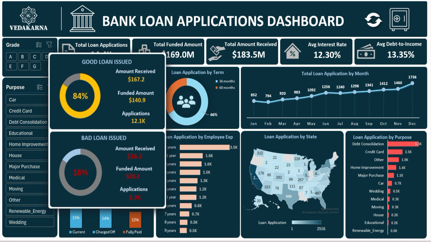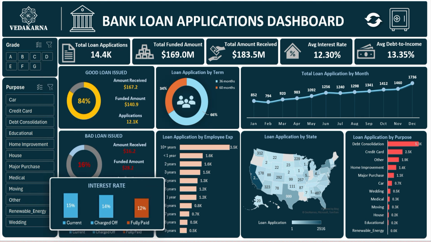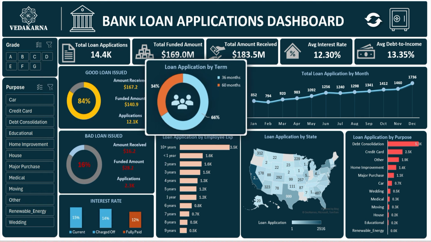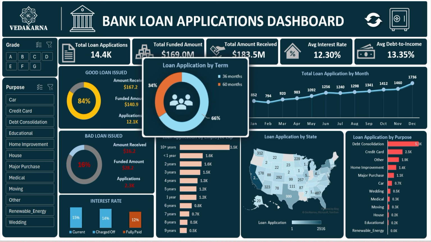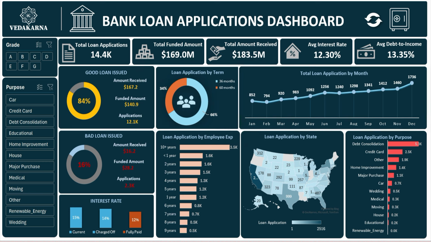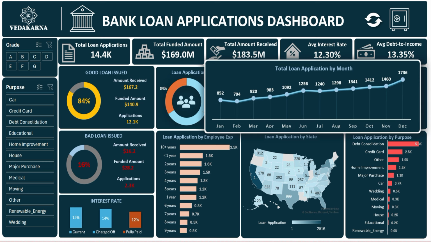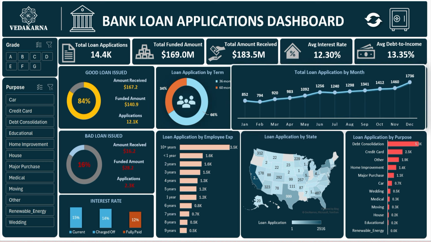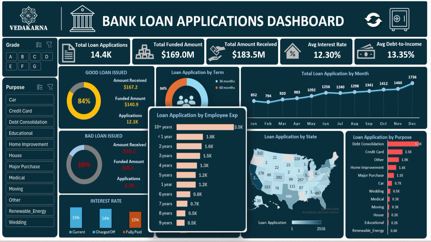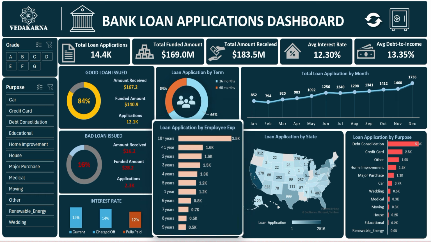Next, the good loan and bad loan sections, providing a clear loan performance overview. Next, interest rate analysis. Next, the loan application by term chart breaks down loans by duration. Next, the total loan application by month shows the monthly trend of loan applications. Further down, the loan application by employee experience chart shows loan distribution based on applicants' years of experience.